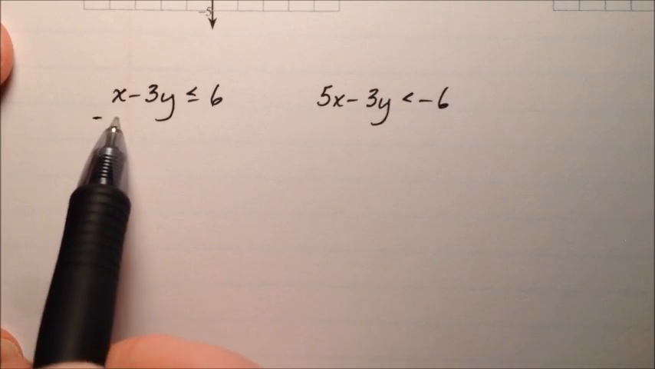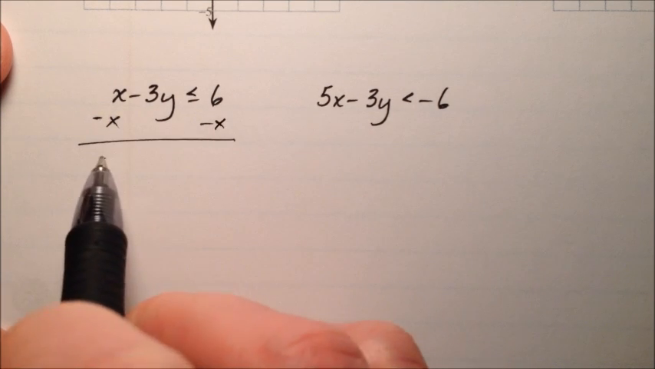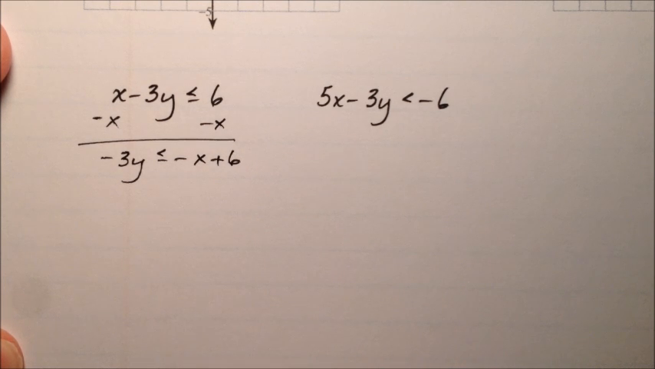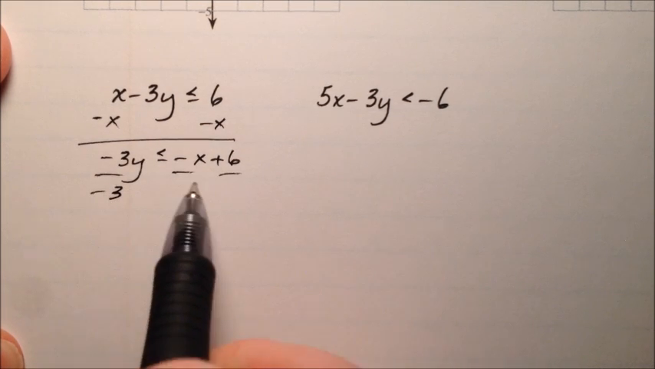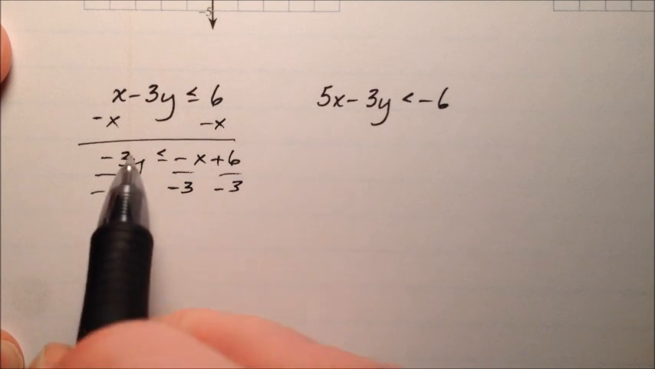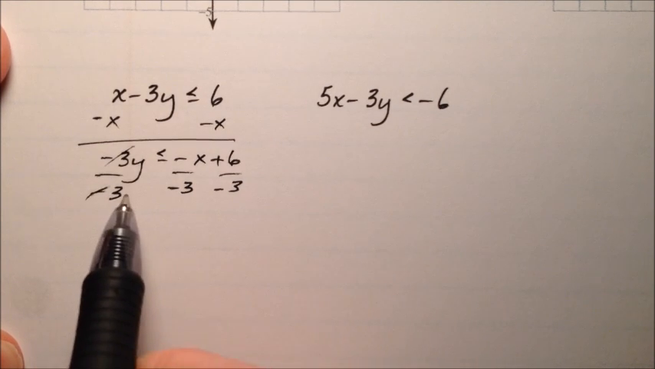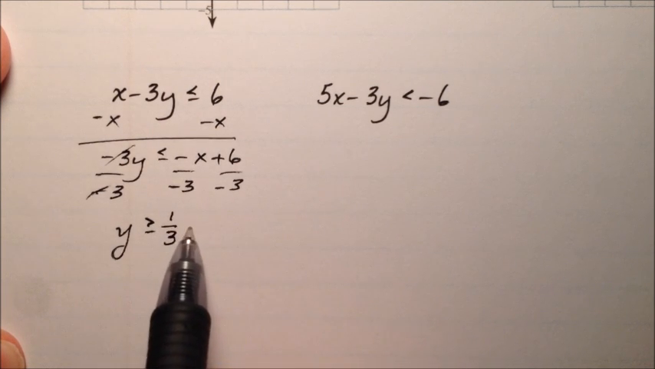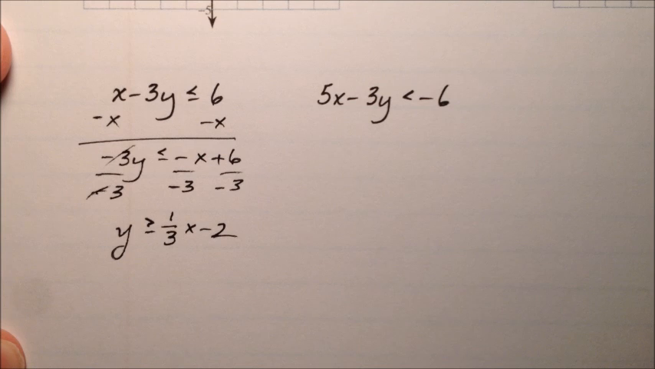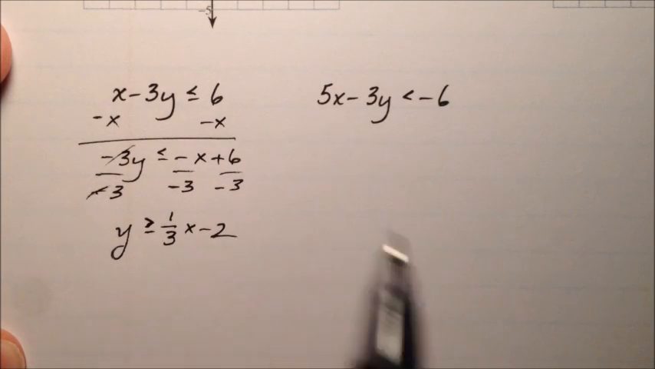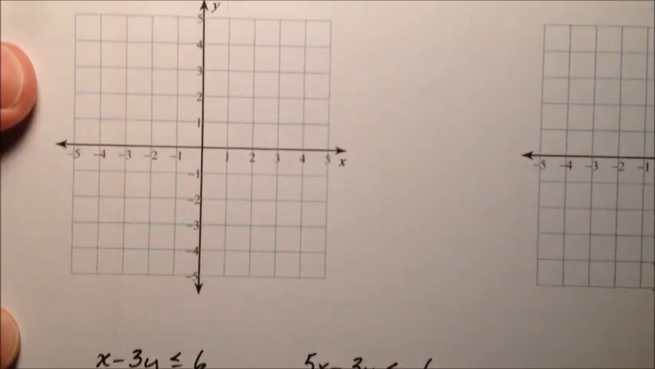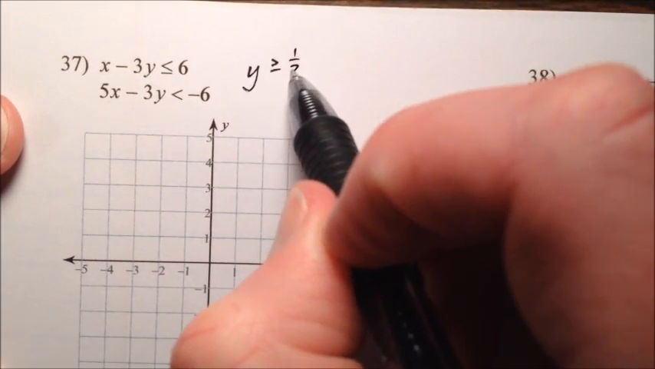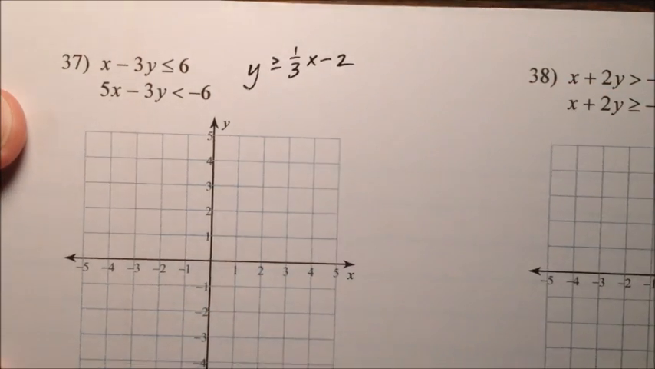We need to get rid of this x right there, so minus x from both sides. So we'll have negative 3y is less than or equal to negative x plus 6. Then we need to divide everything by that negative 3 to get the y all by itself. Notice that when we divide by the negative, we switch the sign of the inequality. So then we'll have 1/3 x minus 2. So this is going to be y is greater than or equal to 1/3 x minus 2. I'm going to rewrite that right up here so we can have it: y is greater than or equal to 1/3 x minus 2.